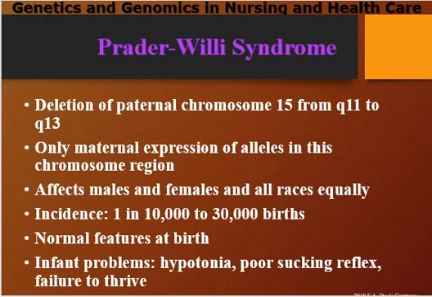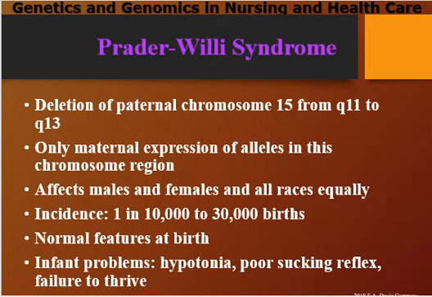So moving on to Prader-Willi syndrome. That is a deletion of the paternal chromosome 15 from the section on the long arm from Q11 to Q13. So when you have deletion of the paternal, then only the maternal expression occurs in this chromosome. That results in Prader-Willi. It affects males and females in all races equally. Its incidence is 1 in 10,000 to 30,000 births.